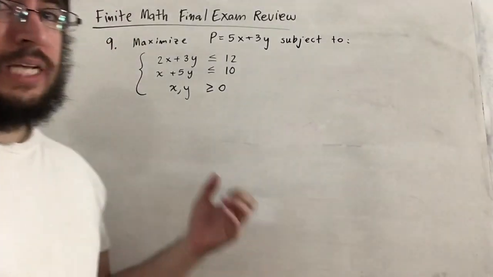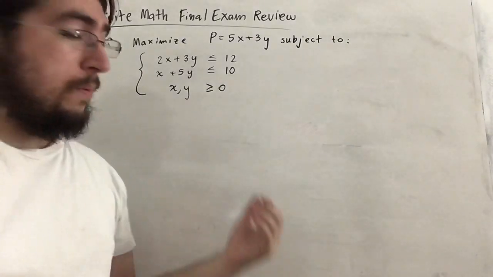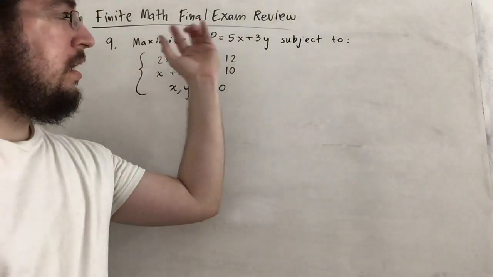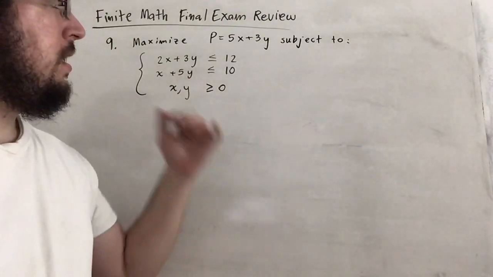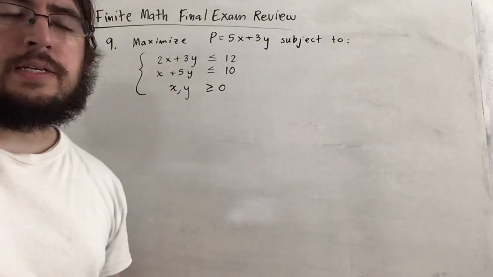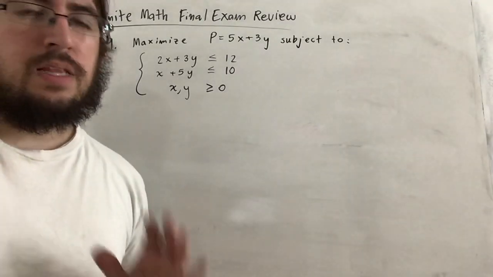All right, so like I was saying, number 9 here asks us to maximize, so it's a linear programming problem. This objective function, which is what we called it in that section, subject to these following constraints. So now really what we're going to be doing is graphing this region.